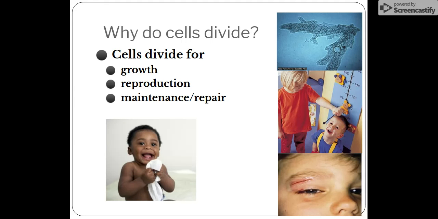Reproduction itself. Okay. We're going to do this process, specifically the process of meiosis for reproduction. And we'll talk about that in chapter 12. And then maintenance and repair, right? We get injured, we get cuts, we lose cells through abrasion, whatever it might be, and we have to replace those. And so our cells are going to divide in order to replace those cells that have been destroyed due to this injury.